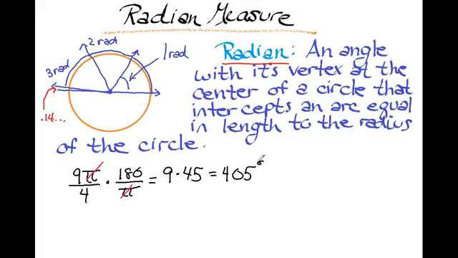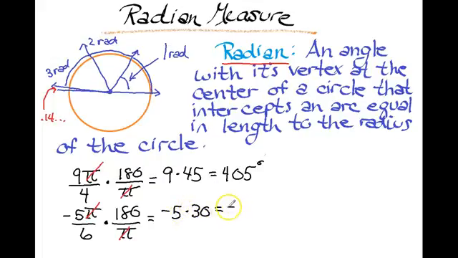All right, how about negative 5 pi over 6? How many degrees is that? We will multiply by 180 over pi. Our pi's again will cancel out. 6 goes into 180 30 times. And when we're done calculating, we have negative 150 degrees, which would put us in quadrant 3.